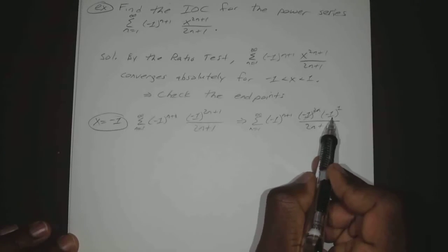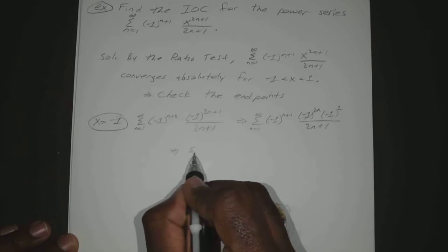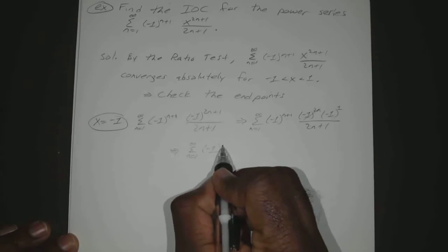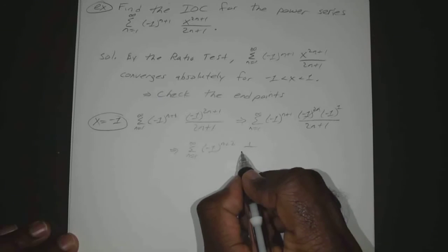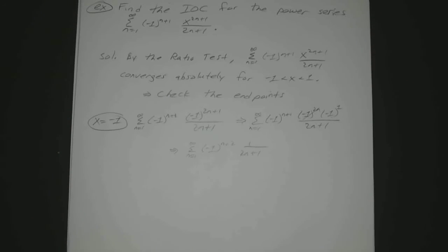So we're going to add this negative 1 here. That gives us the sum from n equals 1 to infinity of (-1)^(n+2) times 1 over 2n+1. Okay. So we can check for convergence using the alternating series test again, since we have our negative 1 oscillating.